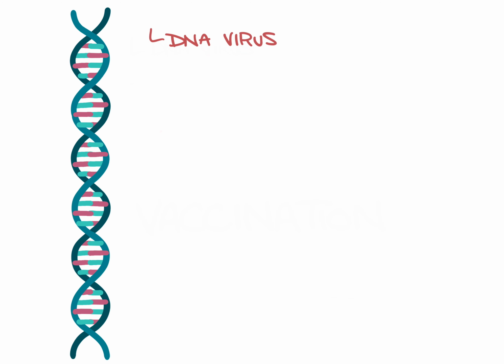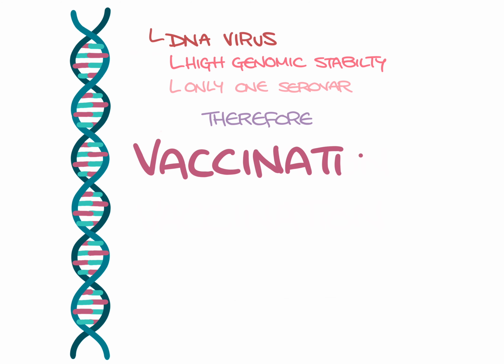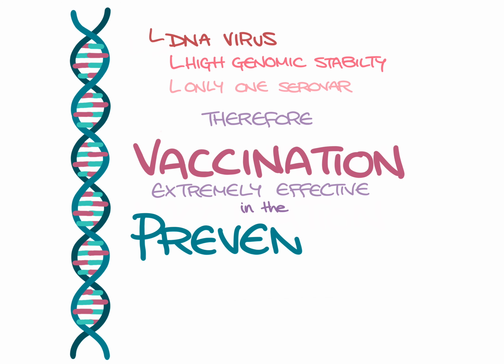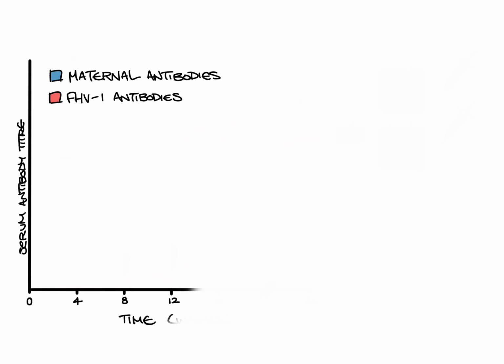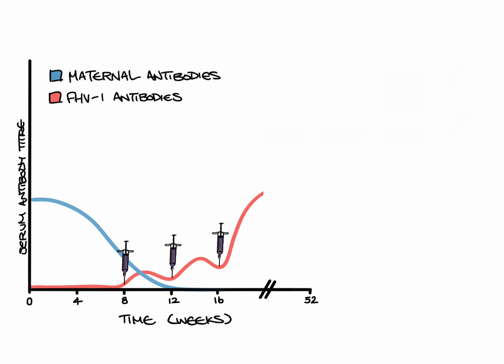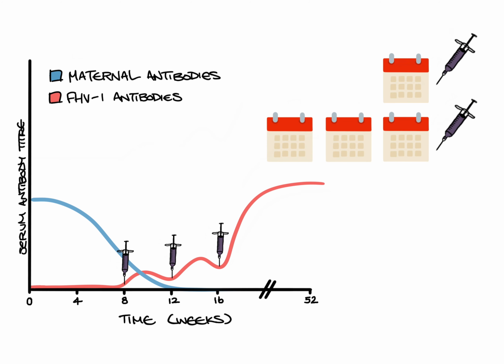Being a DNA virus, FHV1 has high genomic stability, such that only one serovar is known to exist. Therefore, vaccination is extremely effective in the prevention of FVR. Initial doses at 9, 12, and 16 weeks of age are recommended, followed by annual or triennial boosters depending upon risk of exposure.